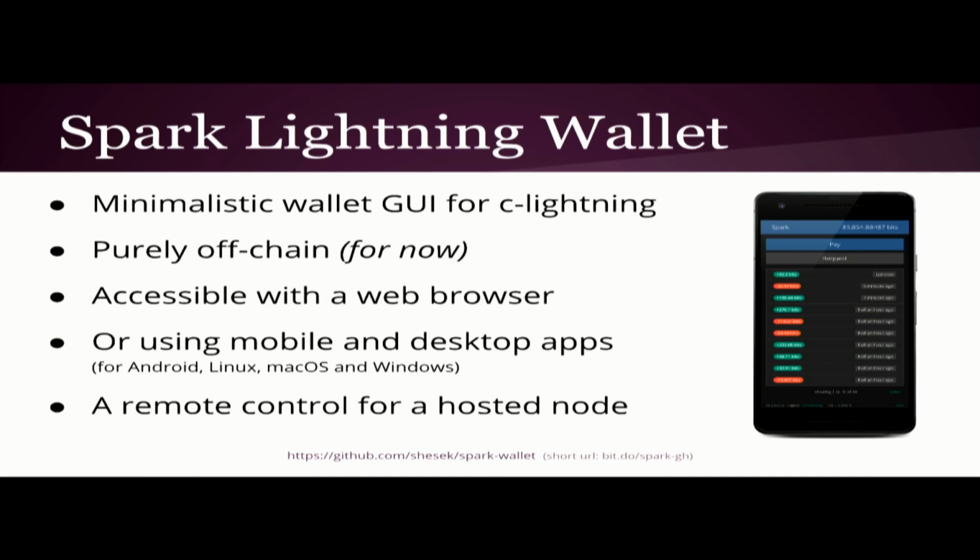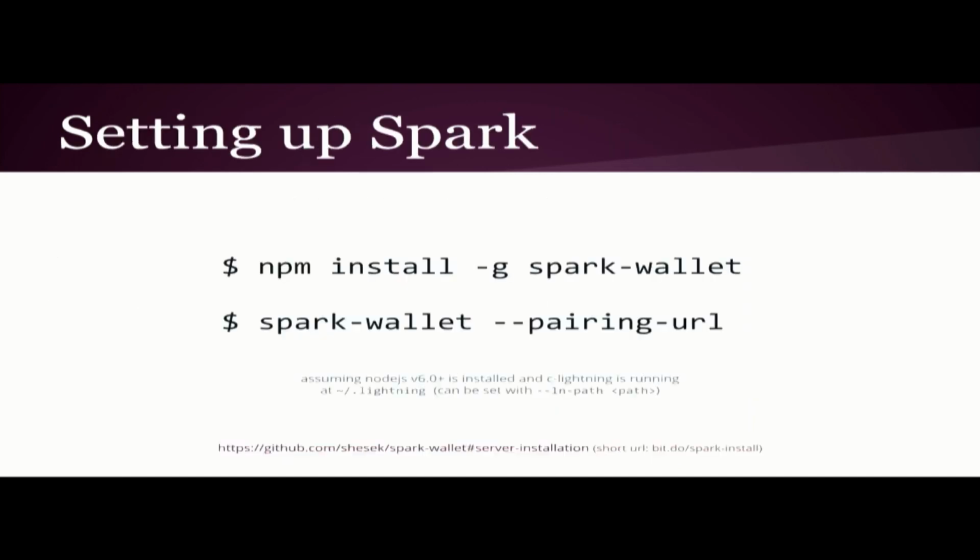One important thing to note about Spark is that it requires you to separately manage a C-Lightning node, either on a computer at home or on the cloud, preferably at home, of course, where Spark basically acts as a remote control for using Lightning in day-to-day payments. So if you have some experience with the command line, setting up Spark should be relatively straightforward. It's basically just a matter of installing the package with npm, which might require sudo in some environments, and starting the Spark server daemon. And we will later see what the pairing URL argument is for.